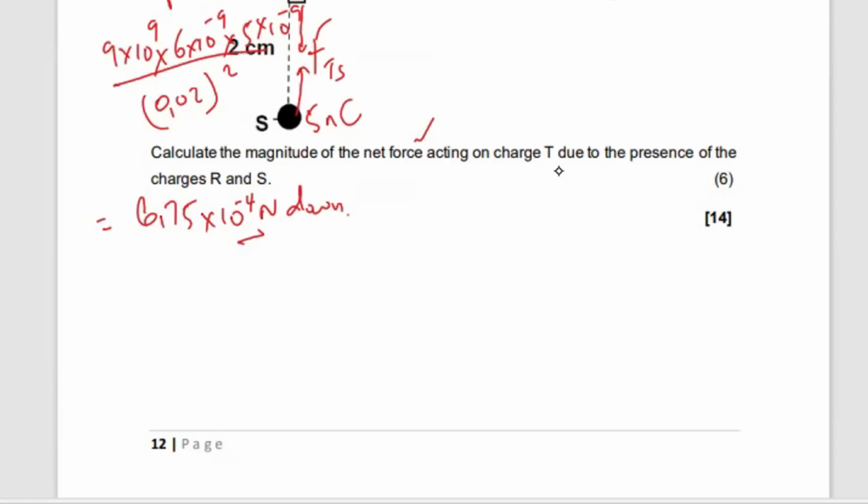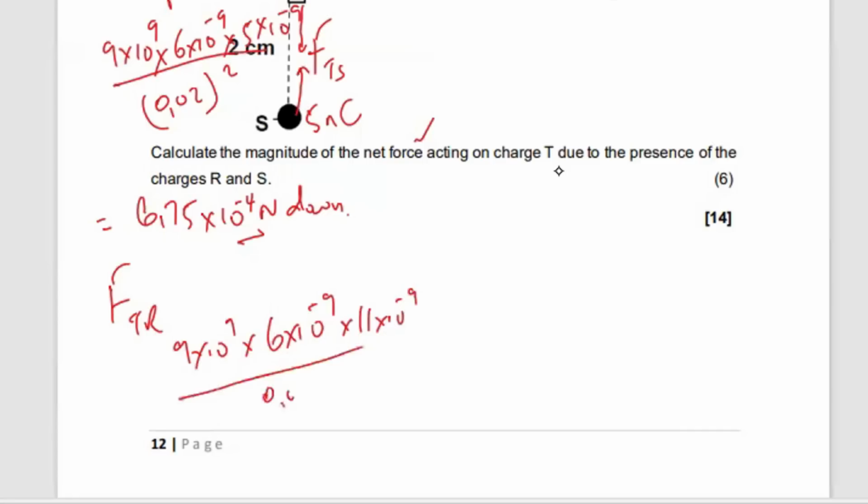All right, then when I look for the force TR, it's just going to be the same process. So 9 times 10 to the 9 times the 6 times 10 to the -9 times 11 times 10 to the -9 over 0.025 squared. Punching that into the calculator, I'm getting 9.5 times 10 to the -4 newtons, but this is going to be to the left since there's still attraction. So this will be upwards, I think, and then this will be to the left.